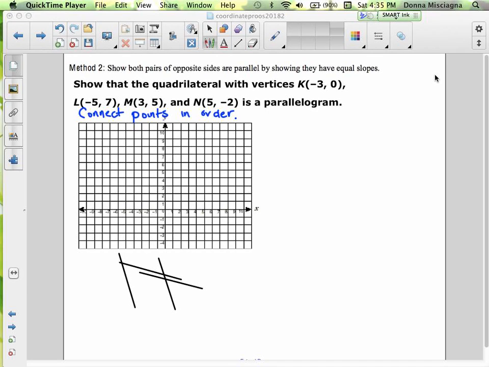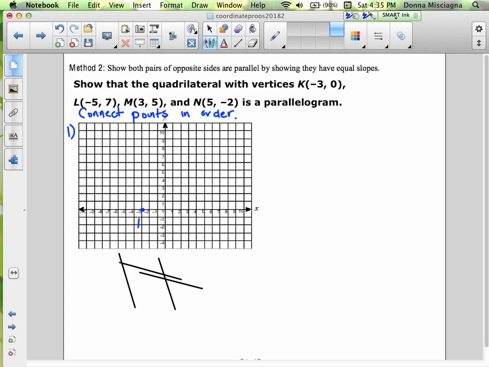Our first step is we need to graph. So you're going to graph the point -3, 0. Label that K. You're going to graph the point -5, 7, and label that L. You're going to graph the point 3, 5, and label that M. And then graph the point 5, -2, and label that N.